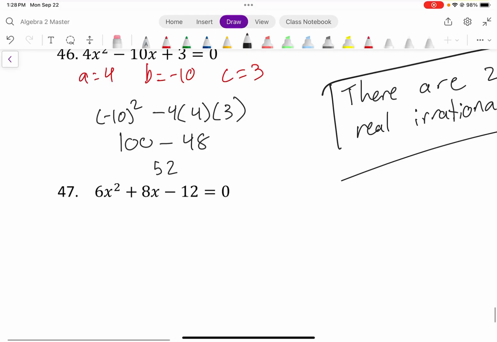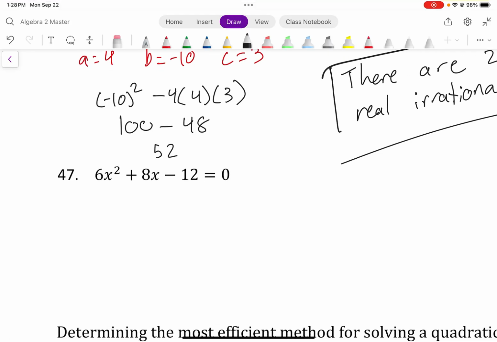In number 47, I'm actually going to do this twice to see that we get two different methods that give us the same answer. So first thing is, okay, if a is 6, b is 8, c is negative 12, it's going to give me 8 squared minus 4 times 6 times negative 12. Immediately right now, I know that I'm going to have real solutions.